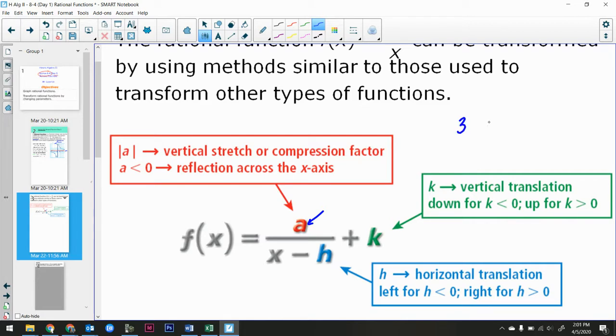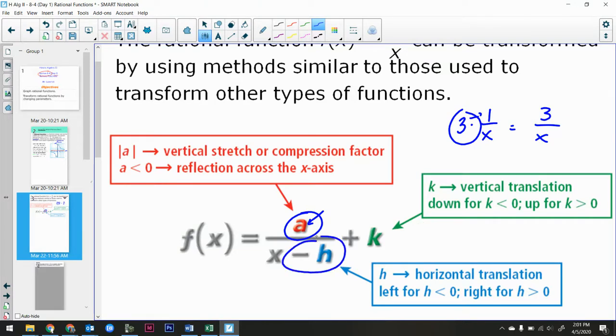Because if I take 3 times 1 over x, who's texting? If I have 3 times 1 over x, that's just going to multiply up to the top. So 3 over x. So multiplication on the outside, which is normally a vertical stretch, that's just going to move up to the numerator. That's why if I change the a value, that's a vertical stretch or compression. So that would be a vertical stretch by 3.